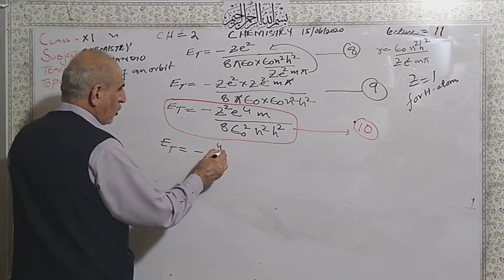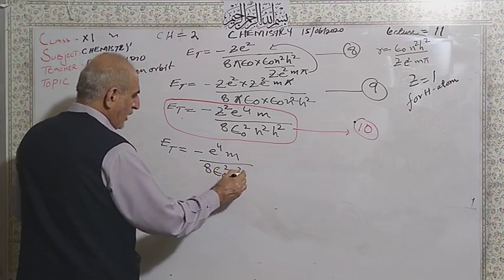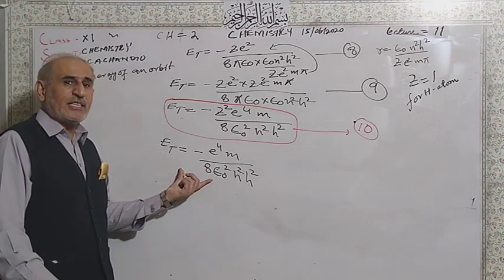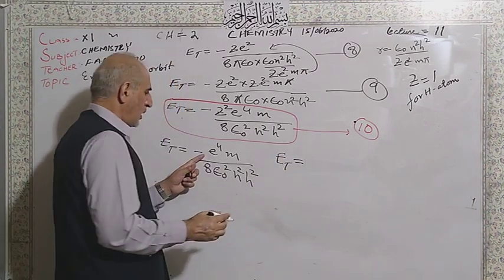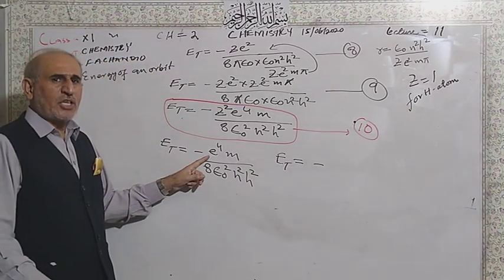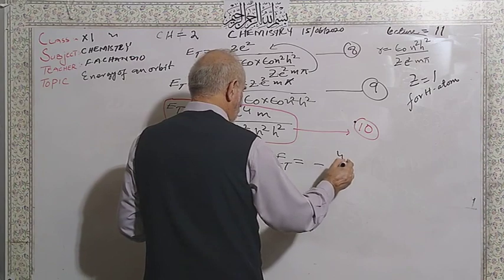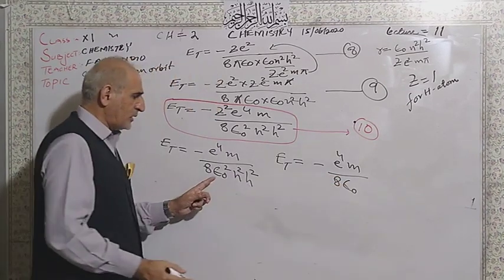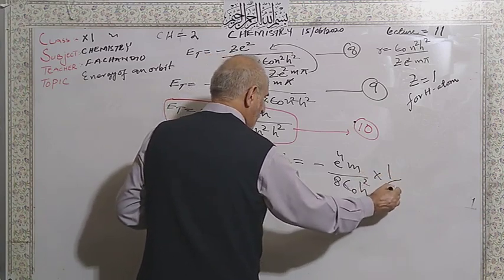equal to minus e to the fourth m divided by 8 epsilon naught squared h squared n squared. This is the well known calculation. Take out the constants, as I told you in the previous lecture. So E total will be equal to minus, where e is a charge constant, m is a mass, also constant, epsilon naught is a permittivity constant, h squared is a constant, and so the energy depends on 1 over n squared.